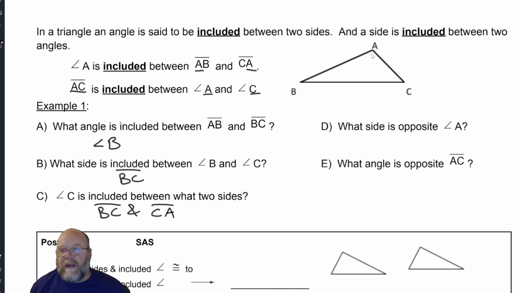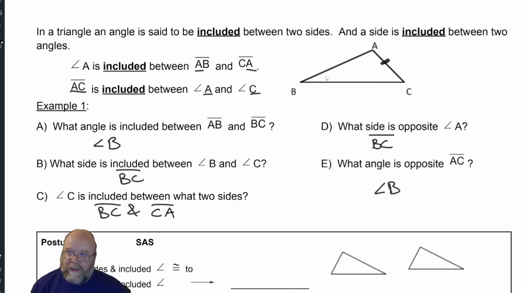Anyways, so the side opposite A is the side that doesn't touch A. Another way to think about it is, what's the side that doesn't have an A in it? There's only one of them. It's BC. What angle is opposite AC? Well, it's the letter that I didn't say already. It's angle B.